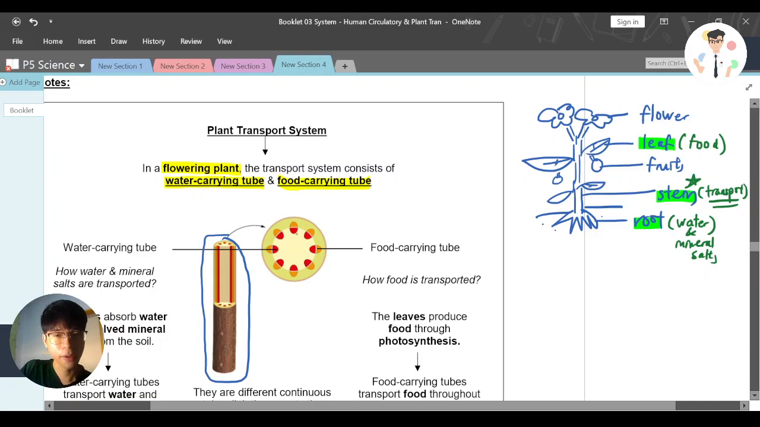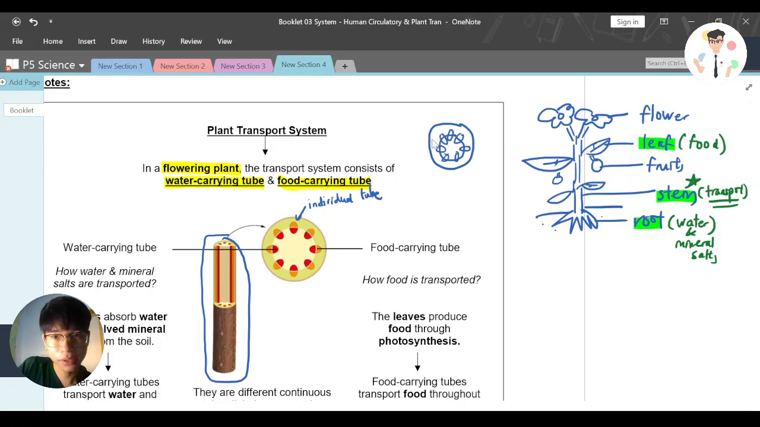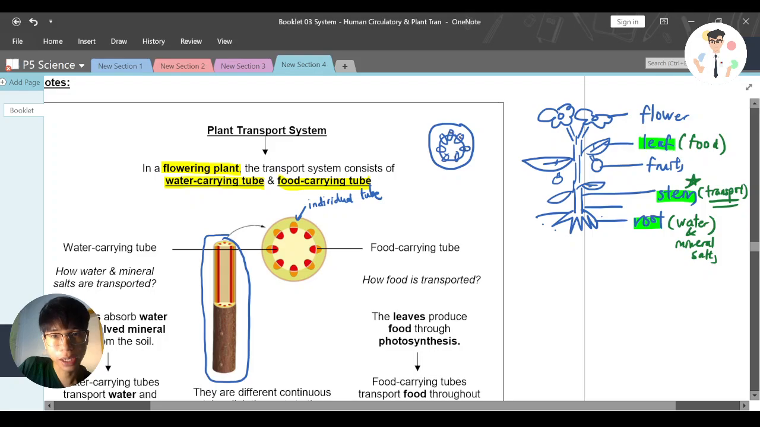What is this? Basically it's kind of like a circle. Then you can see different ovals here. And this is a kind of individual tube. This is an individual tube, which means that it will not connect to other parts. Okay, this is a tube. There is like one tube. Now the outer part, maybe I'll just highlight here, the outer part is actually the food carrying tube.